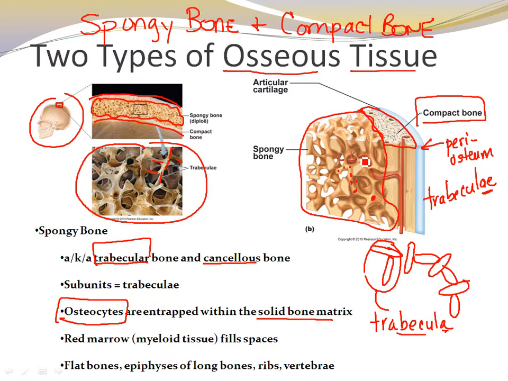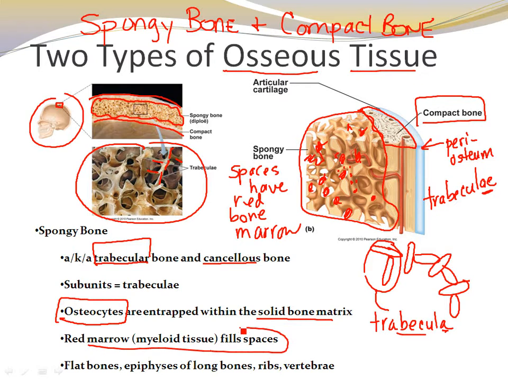Now, in the lab, you see all these spaces within the spongy bone. In your body, that's not filled with air or just fluid. It's actually filled with red bone marrow within those spaces. I already had that written here on the slide, but I wrote it again, just not quite as neatly. You also have blood vessels passing through there as well, because all those cells sitting in the bone matrix need a source of nutrients and oxygen.